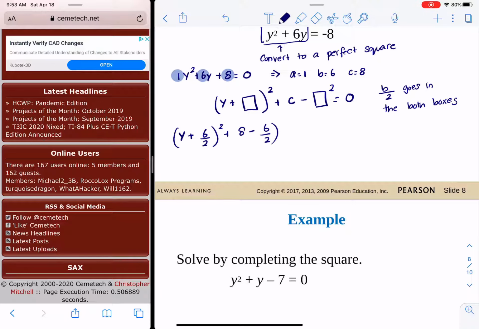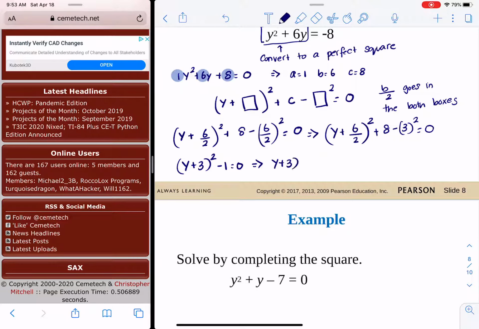6 over 2 squared equals 0, which would give us y plus 6 over 2 squared, plus 8 minus 6 over 2, 6 over 2 is 3, squared equals 0. So y plus 3 squared plus 8 minus 9 is minus 1 equals 0, which would imply y plus 3 squared is equal to 1.